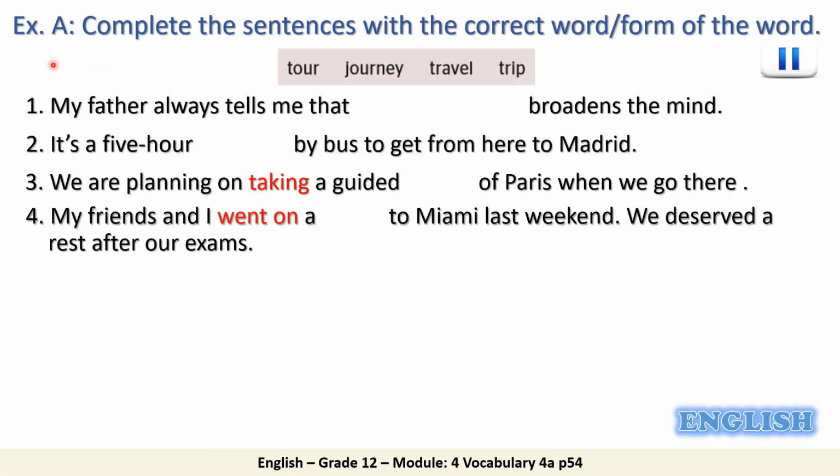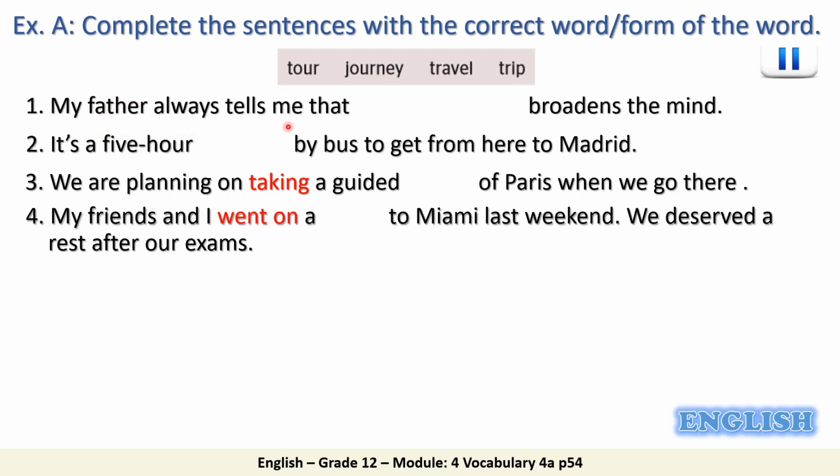In exercise A, you are going to complete the given sentences right here with the correct word, one of these four words. Or sometimes you may change the form of the word to suit the context. So please pause for 4 minutes, study the difference between these four words using your dictionary, and then follow for the feedback. Number 1, are you ready?